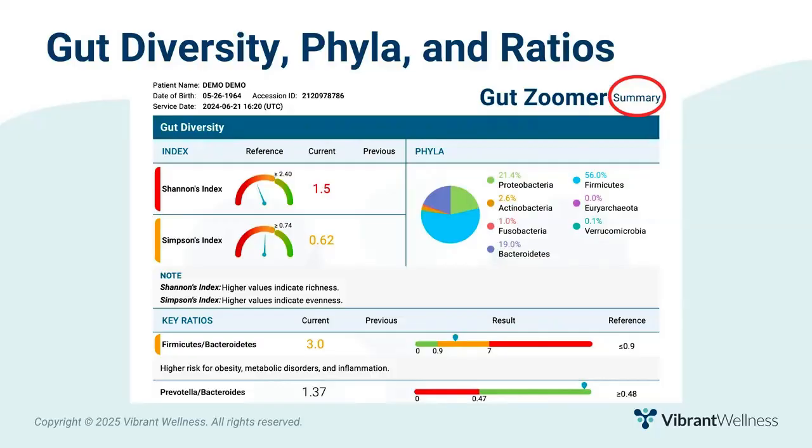Diving back into the report, the first page of the summary includes Shannon's and Simpson's diversity indices. Shannon's and Simpson's measure gut microbiome richness and evenness, respectively, assessing resilience against disease. To the right is a pie chart showing phyla distribution, including the major phyla Firmicutes, Bacteroidetes, Proteobacteria, and Actinobacteria. Underneath those 2 are microbial composition ratios, the Firmicutes to Bacteroidetes and Prevotella to Bacteroides, which help to identify dysbiosis and guide targeted interventions. These markers are all based on the 5 pages of commensal bacteria that populate at the end of the report.